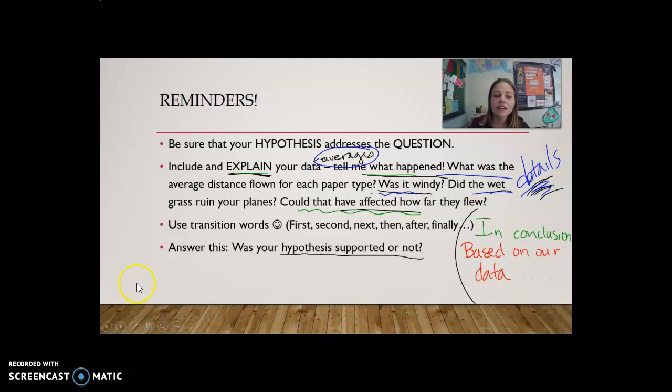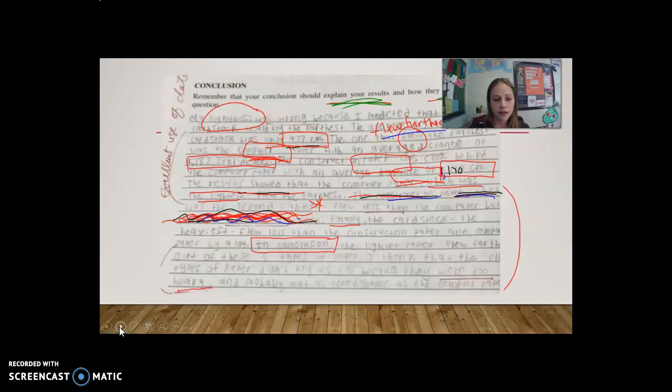And then finally, answer this: was your hypothesis supported or not? Please do not say, my hypothesis was wrong. Get away from that language. Say, the hypothesis was not supported, or it was rejected. You can't be wrong. You can find data that doesn't support your hypothesis, and that's okay. Now you've learned something.